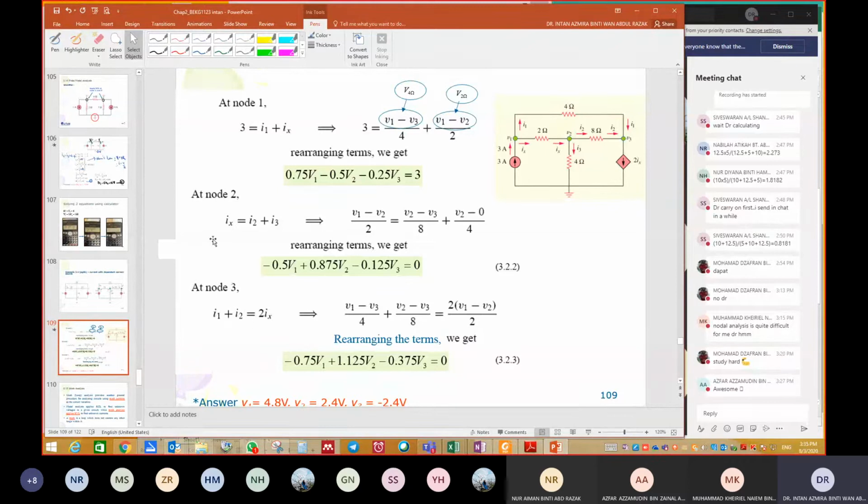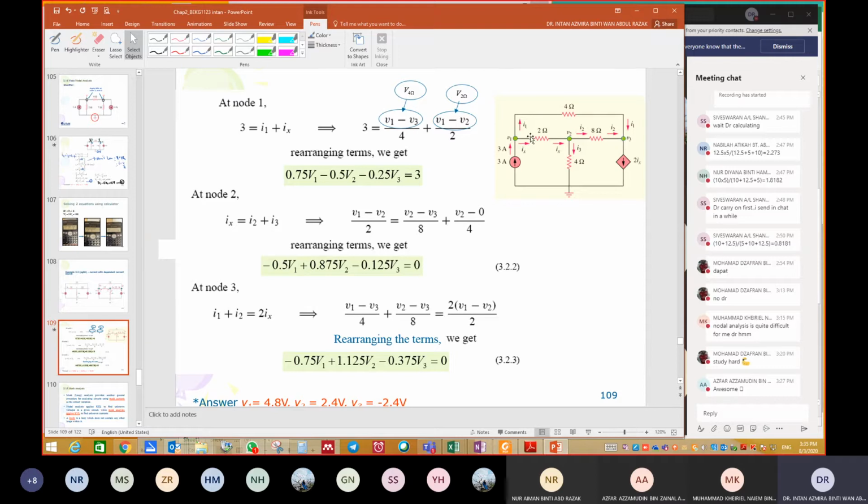The next step is to substitute all the currents with Ohm's law. So for this equation, 3 is equal to I1 plus I3. I1 is equal to the current flowing through the 4 ohm. I is equal to V over R. I1 is the current flowing through the 4 ohm, so it must be divided by 4. This is V of 4 ohm. V of 4 ohm is equal to V1 minus V3.